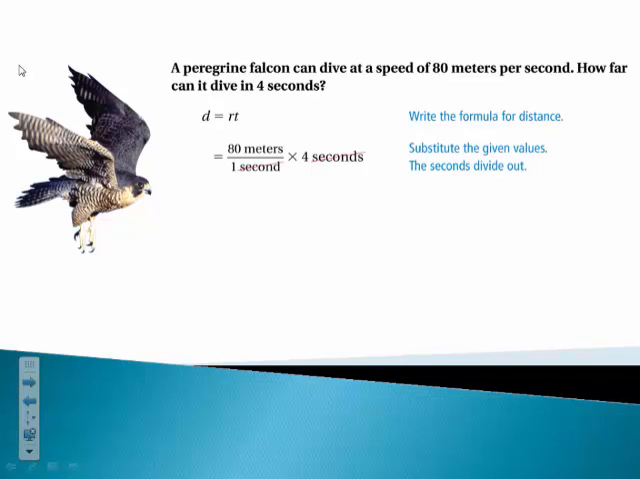So this gets a little tricky, because what you do is you put 80 meters per second. Keep in mind the per means it's going to be a fraction. Okay? So 80 meters over 1 second, and then we're going to times it by 4 seconds.